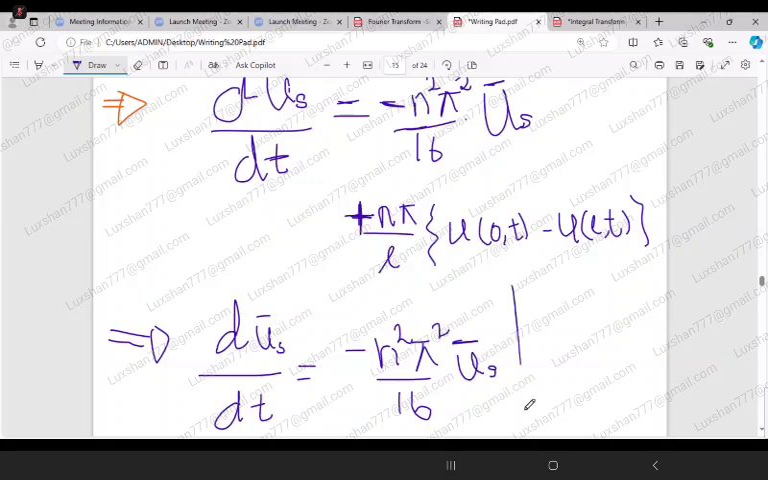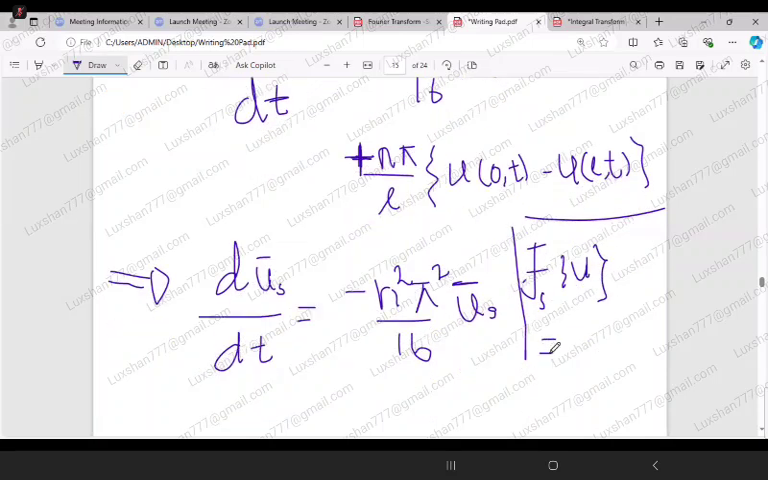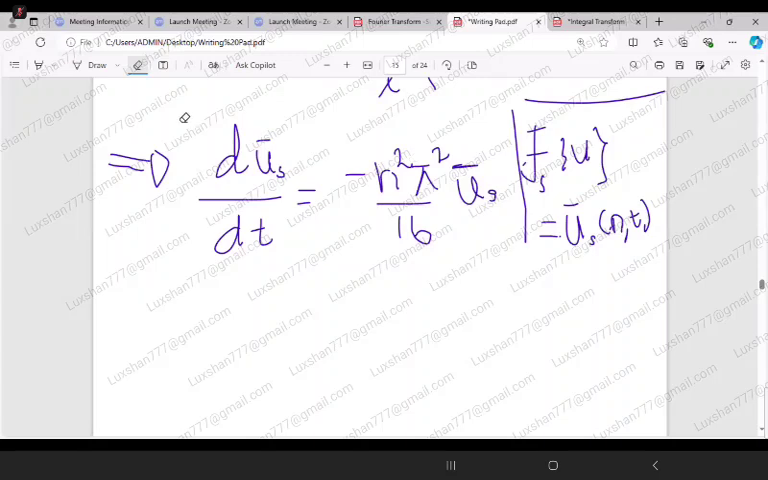So we are taking the sine transform of u equal to u bar s. Okay, sorry, that is what we are taking, the transform of u with respect to s. So this is actually a first order differential equation, and it is in the form of variable separable.